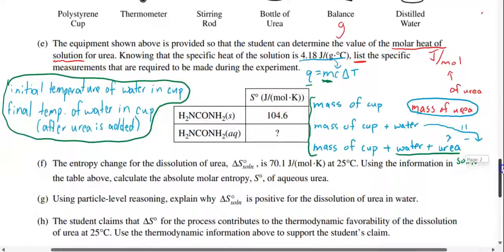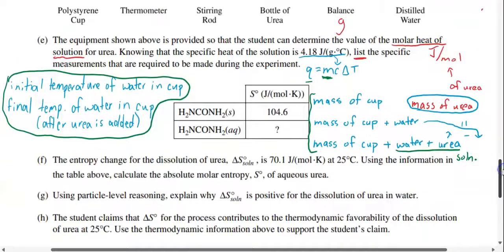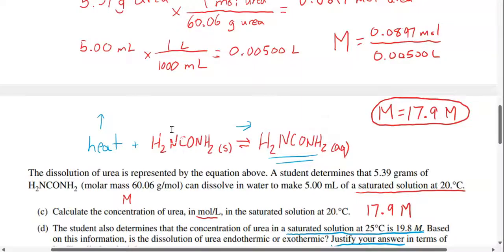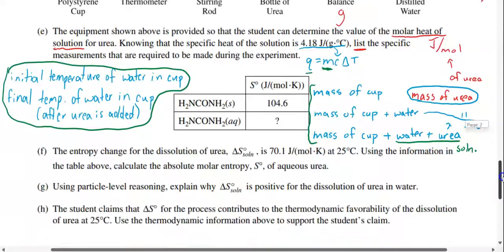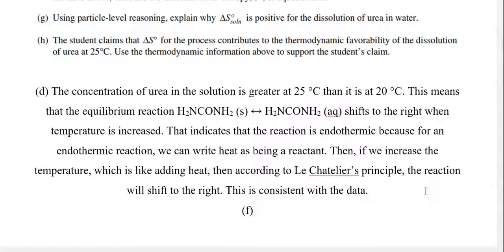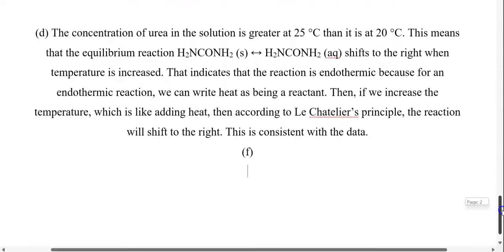So the next question, the entropy change for the dissolution of urea, which remember is just this reaction above here, is 70 joules per mole per Kelvin at 25 degrees Celsius. Using the information in the table above, calculate the absolute molar entropy of aqueous urea. So this is just basically going to be part F. I'll write this. It'll just be easier for me to write rather than type.